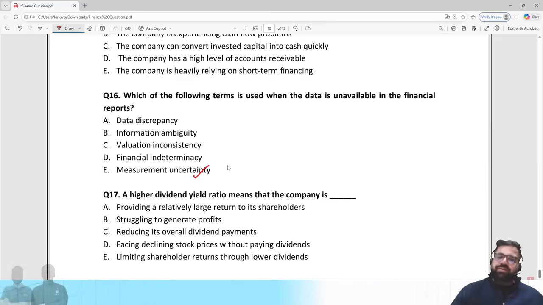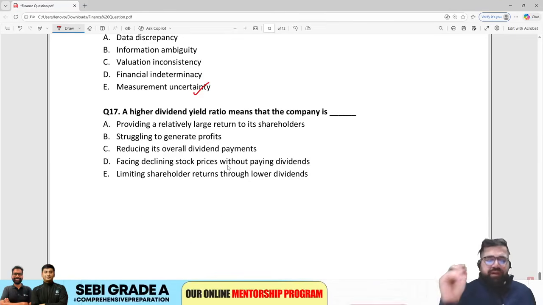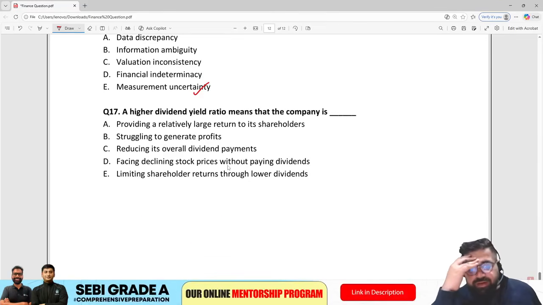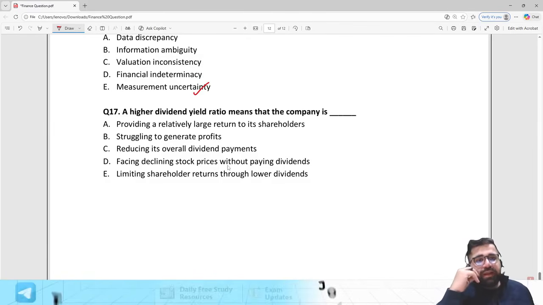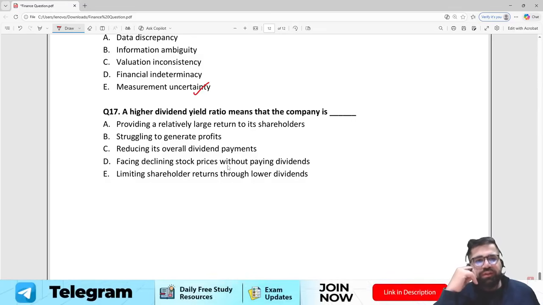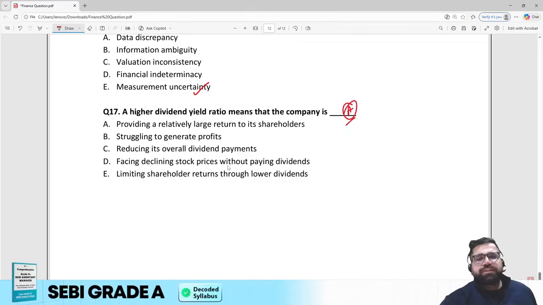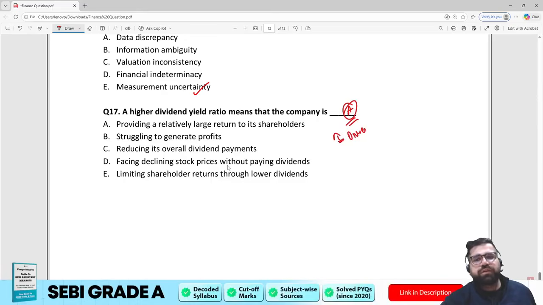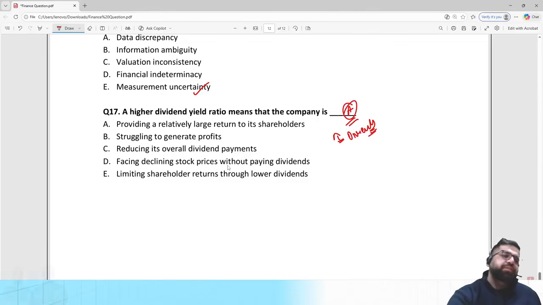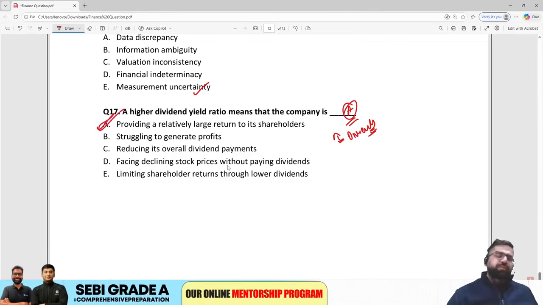Last question, question number 17. A higher dividend yield ratio means what? Providing relatively larger returns to the shareholders, struggling to generate profit, reducing its overall dividend payments, facing declining stock prices without paying dividends, limiting shareholders' return through lower dividends. The correct answer will be option number A, that you are paying relatively larger returns through dividends to your shareholders. So the answer will be option number A for question number 17.